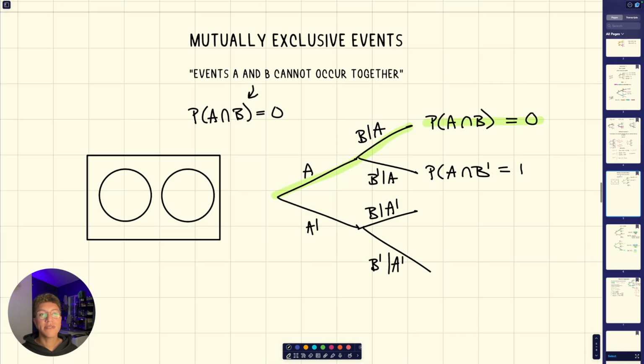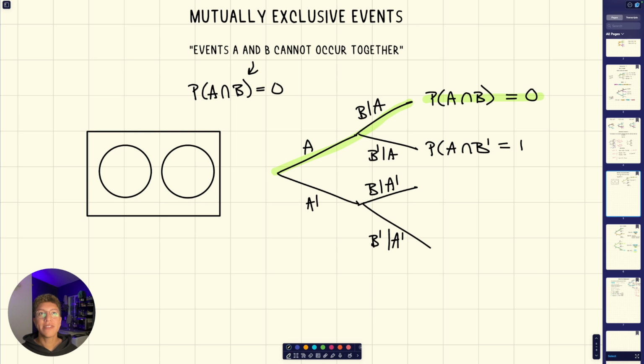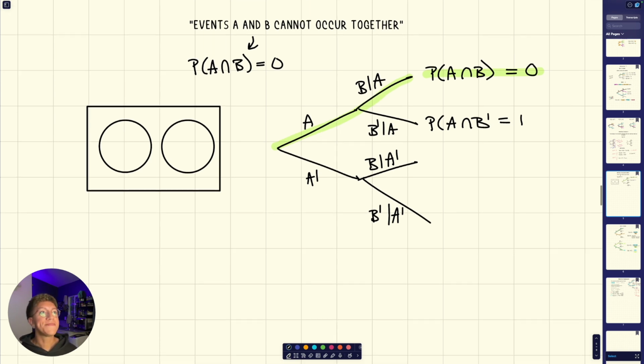Then mutually exclusive events, really quick and simple. One of your branches is going to be 0 if they are mutually exclusive. And it has to be the branch where A and B both occur. So not the B naught, not the A naught, but A and B together.